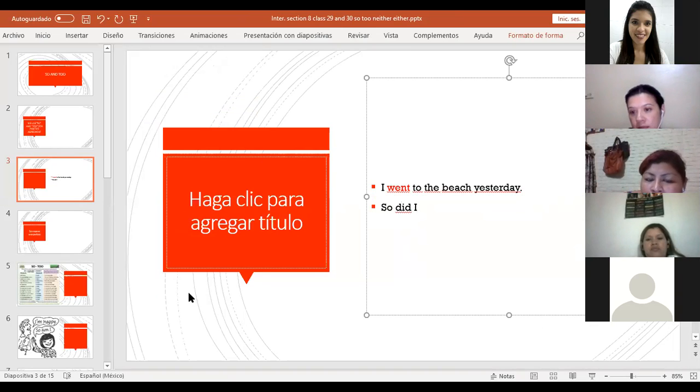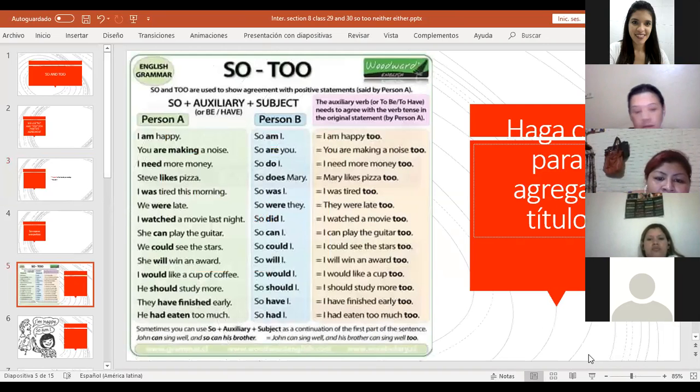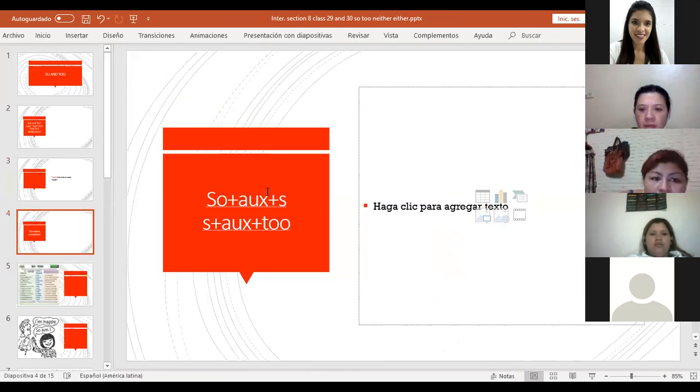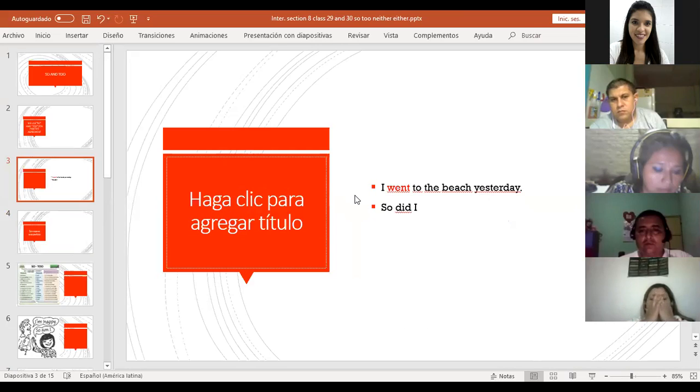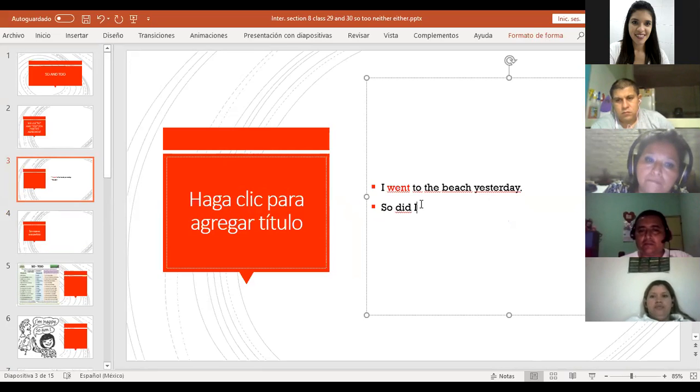Pero lo que quiero llevarlos es a esto primero antes de empezar con los ejercicios. Let's use so. Ahorita olvide el tú por un momento, okay? So we have so plus auxiliary. Cuando digo auxiliary, este auxiliar va a depender de mi tiempo verbal en mi oración principal. Yo dije, I went to the beach yesterday. Elmer dijo, so did I. Because my verb is in simple past. So my auxiliary has to be in simple past. You understand that? Yes.